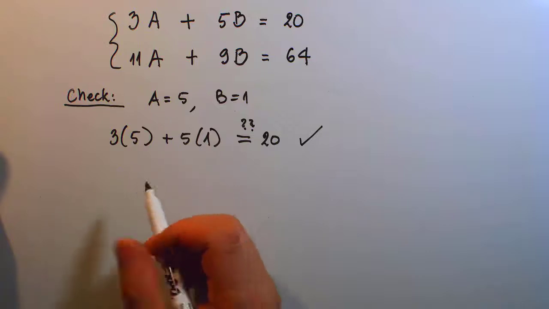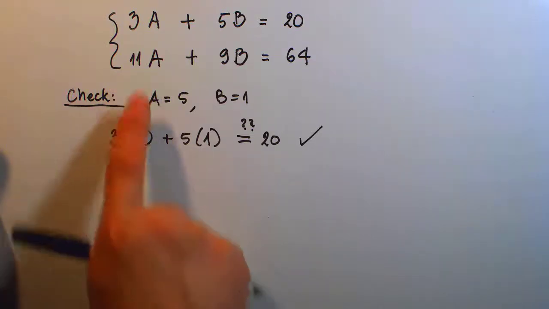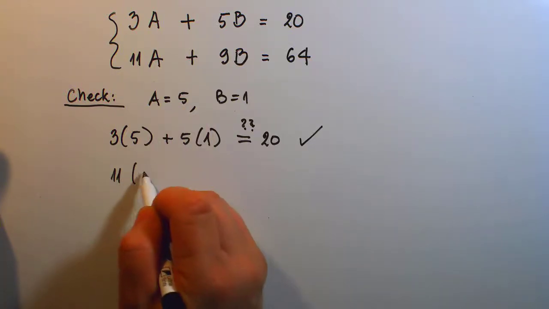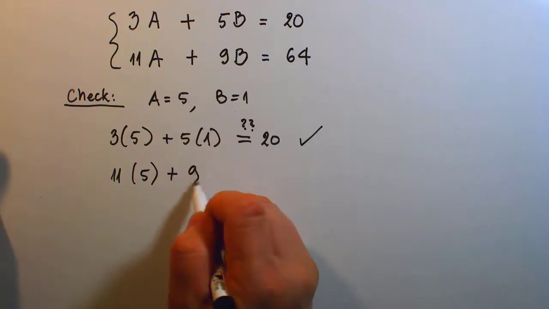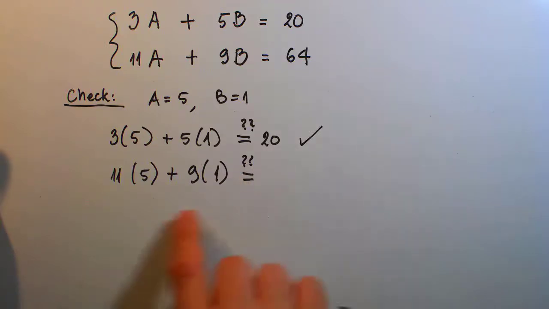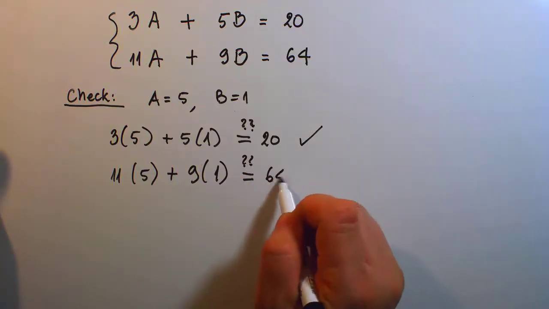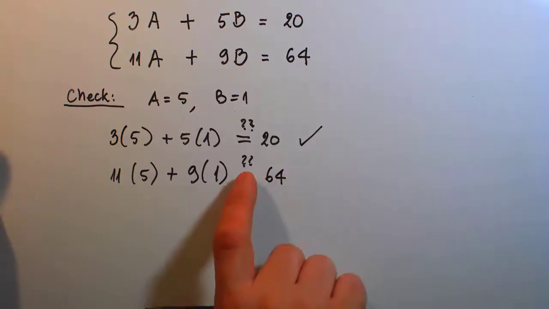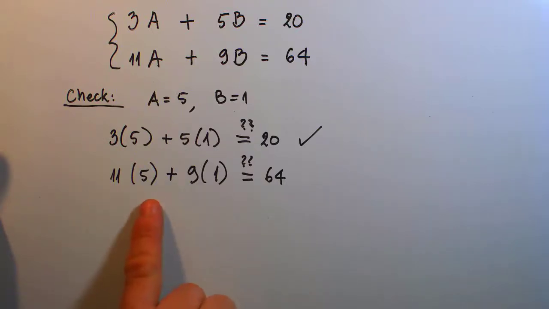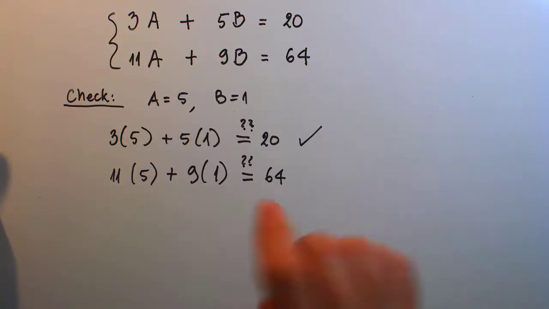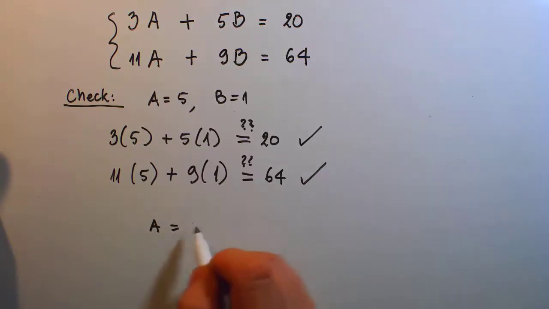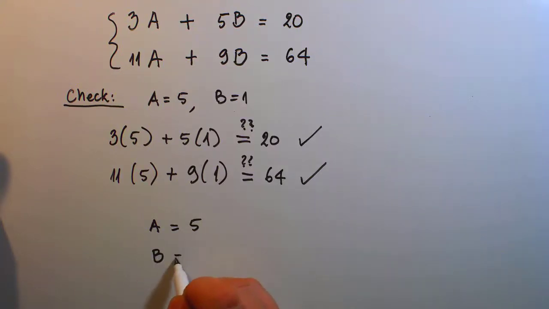Now let's move on and check our second equation at these two found values. So 11 times 5 plus 9 times 1. We want to know if the left hand side will come out equal to 64 on the right hand side, and that's what my question mark is for. And yes, the calculation does show that this is 55 plus 9, which does equal 64. So in other words, our final solution can be concluded to be a equals 5 and b equals 1.